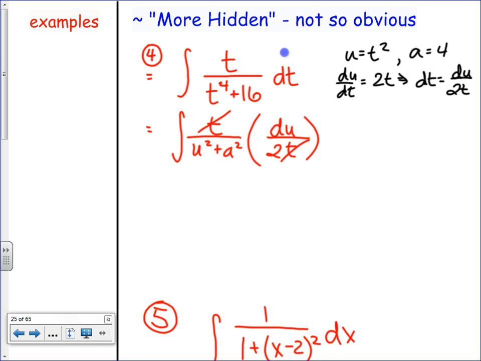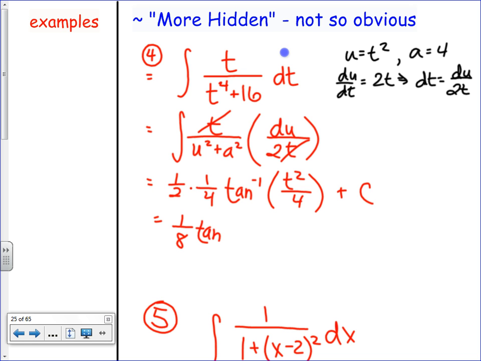Is it good? Golden, right? Because then all I have to do is say, hey, over 2, that's a 1/2, and now he fits perfectly, arctangent, right? Arctangent, how's the formula work? 1 over a, if you're doing the complicated way. Complicated formula, easy solve. Of u over a, plus c. But as we just saw, he still remains a plus c, so I can just say 1/2 times 1/4, which is 1/8 tangent inverse of t squared over 4 plus c.